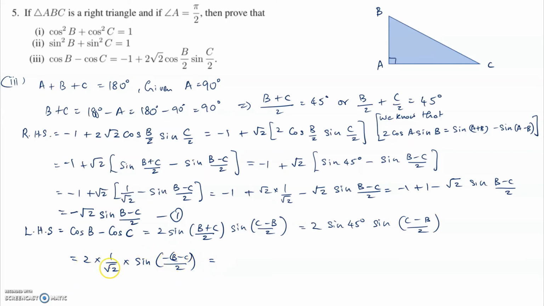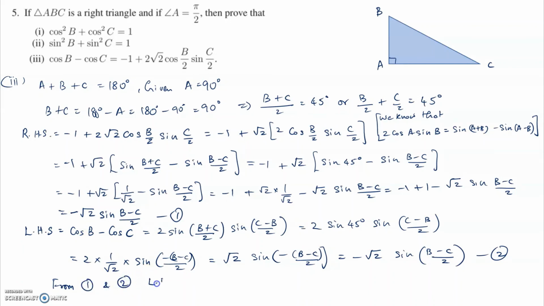So this 2 and root 2 will become root 2 into sine minus B minus C by 2. We know that minus of B minus C by 2 will be minus sine of that. So it's going to be minus root 2 sine B minus C by 2. So from 1 and 2, LHS is equal to RHS, hence the proof.